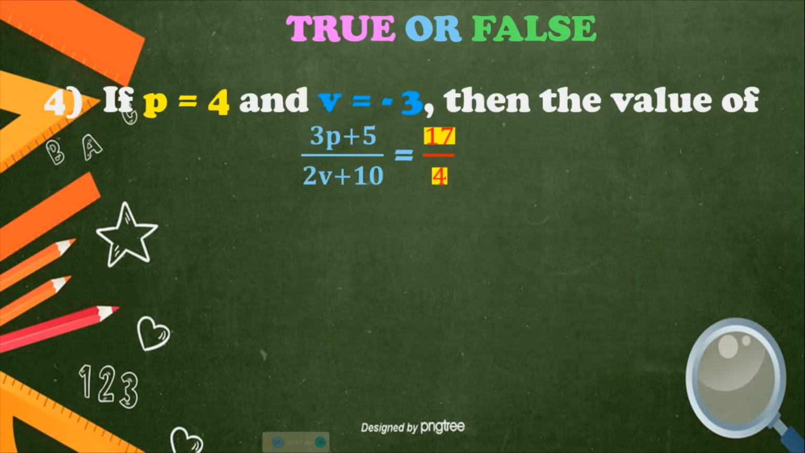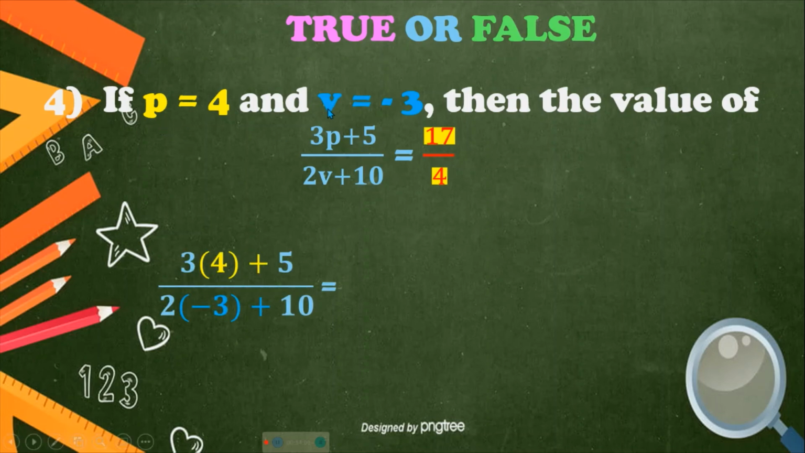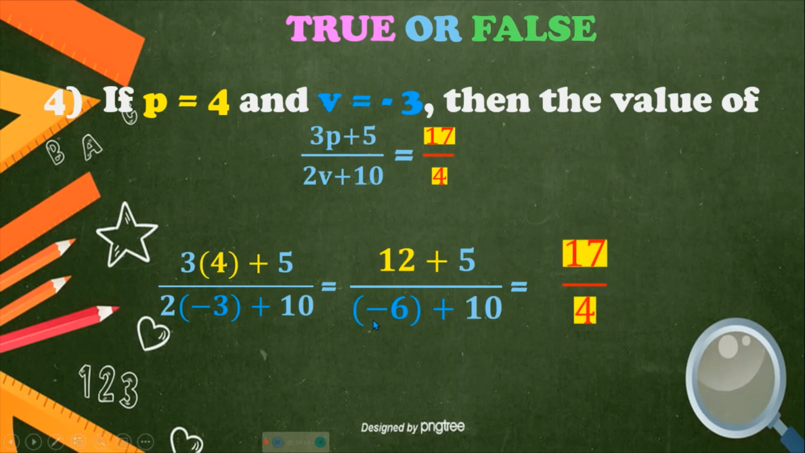Number 4. If P is equal to 4 and B is equal to negative 3, then the value of 3P plus 5 over 2B plus 10 is equal to 17 over 4. Check natin. So we will substitute the value of P and B. So 4 and negative 3. So 3 times 4 is 12 plus 5. Then 2 times negative 3 is negative 6 plus 10. 12 plus 5 is 17. And then negative 6 plus 10 is equal to 4. So since pareha sila, is true.